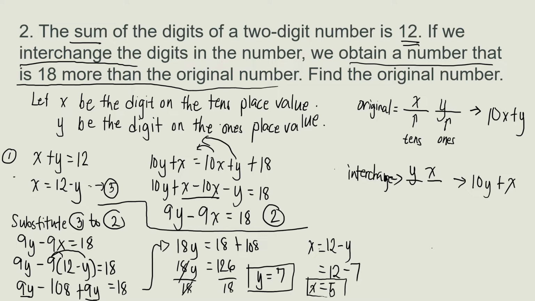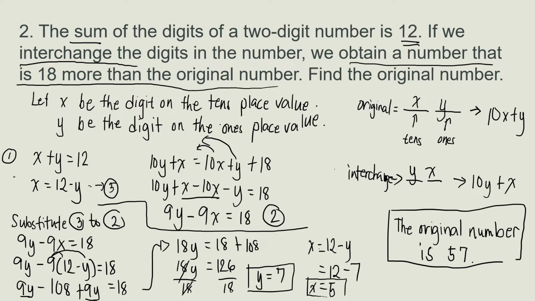Now you are asked for the original number. Remember, your original number is xy. So your final answer, the original number, do not interchange the digits. The original number is x first, 57. Okay, that's it.